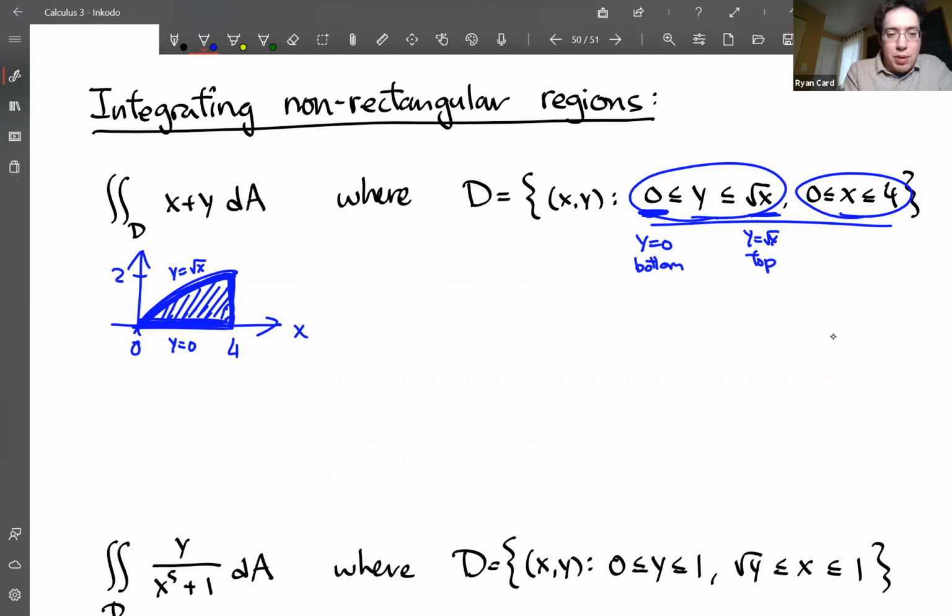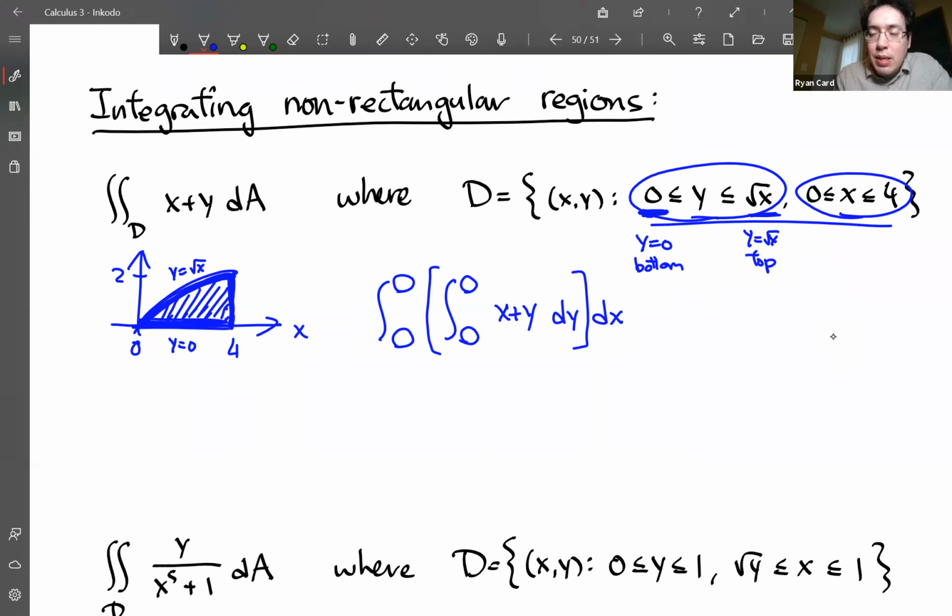Okay, so here's how to set up the integral. I'm going to set this problem up twice: once integrating with respect to y first and then with respect to x second, and then the other way around. We need to set up these 4 limits of integration, and there are rules for what we can do here. Okay, let's set up dy dx. Here's the inner integral, and that's the outer integral with x.